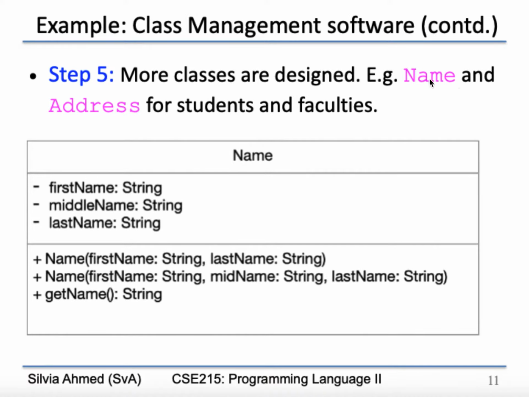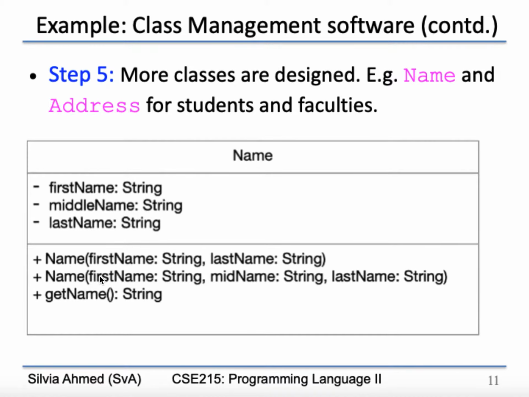These two classes, we can identify one as name and the other as address, which will be used for the students class and the faculties class. So the name, let's design, it will have three particular fields: the first name, middle name and last name. And then we can have two constructors. How many constructors, and what will be the input parameters of those constructors? These are design choices made by the developer.